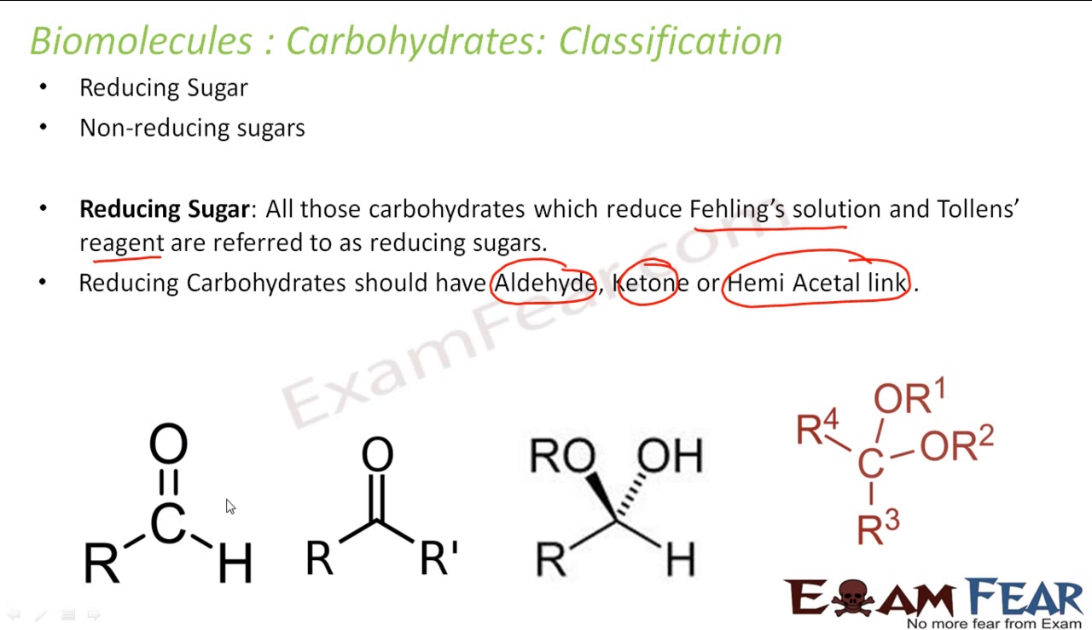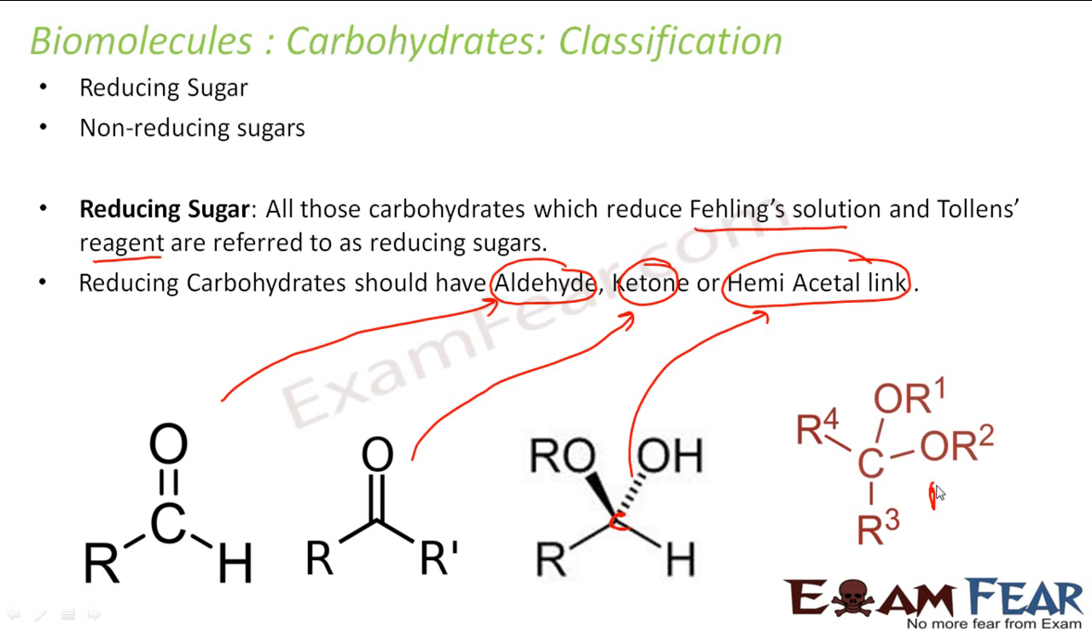For example, this is an aldehyde. This is a ketone. This is RCHO, aldehyde, and this is a ketone. This is a hemiacetal, where you have OH, this is my carbon here, OH, OR, R and H. This is a hemiacetal. So all these three in black will be a reducing sugar.